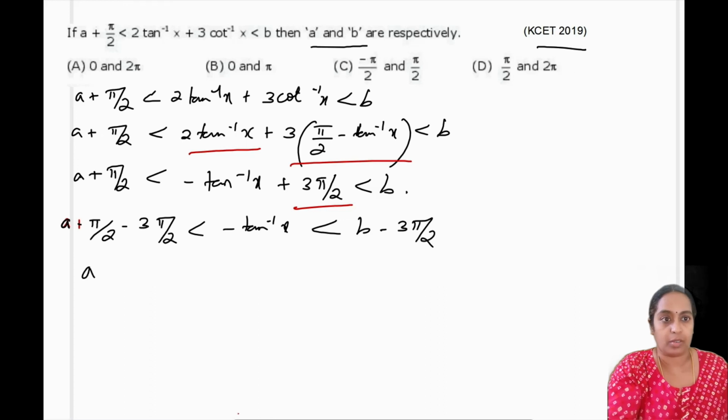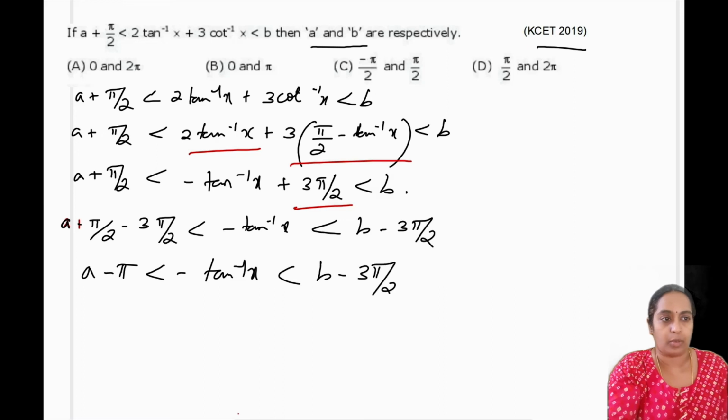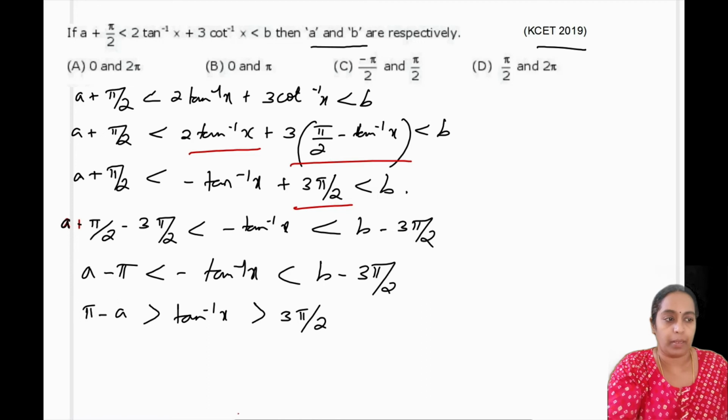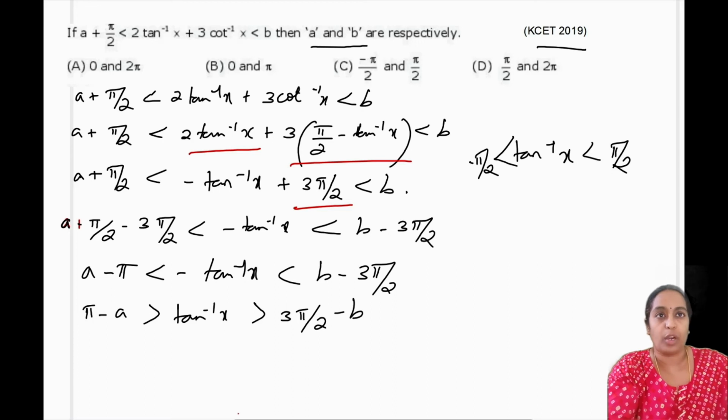What happens? A minus, here after taking LCM you will have minus pi less than minus tan inverse x less than b minus 3 pi by 2. So when we change the sign throughout, it is going to be pi minus a, the less than symbol will become greater than symbol, tan inverse x greater than, and the sign will change here, so it's going to become 3 pi by 2 minus b. So we have the property, the tan inverse function lies between minus pi by 2 and plus pi by 2. So now on comparing this, we will be getting our a and b values.